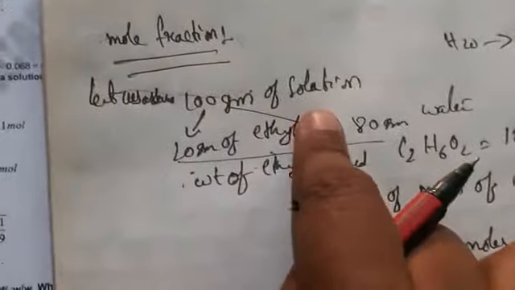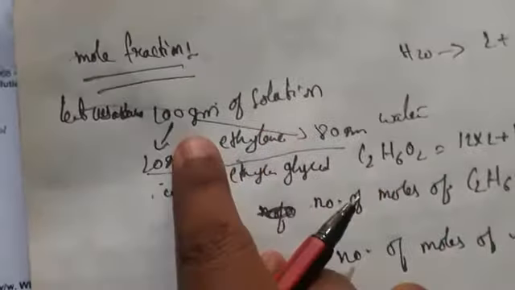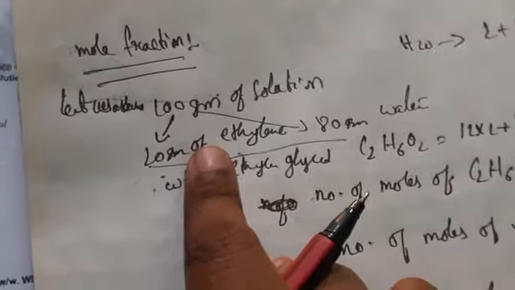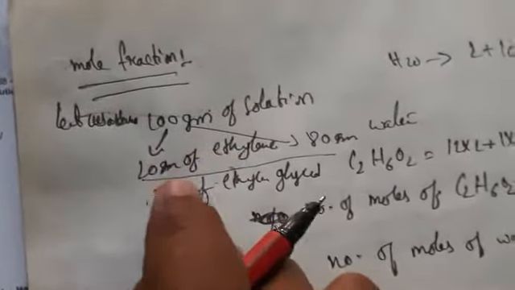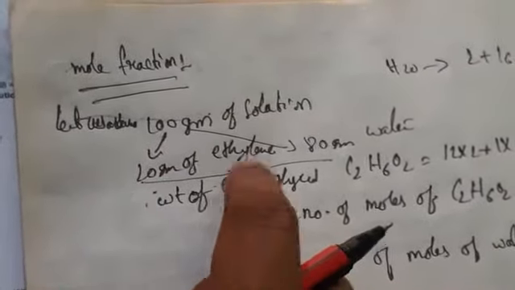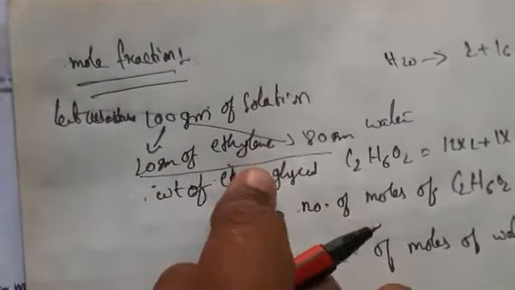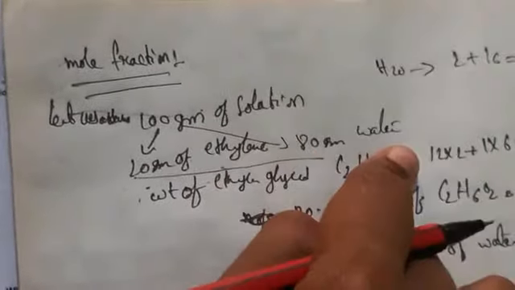So what is the question he has asked? Once again I am explaining. Calculate the mole fraction of ethylene glycol in a solution containing 20% of ethylene glycol by mass. By mass is nothing but by weight. So we are assuming here 100 grams of solution. The 20%, he has already given. So 20 grams will be the ethylene glycol, remaining 80 grams will be the water.